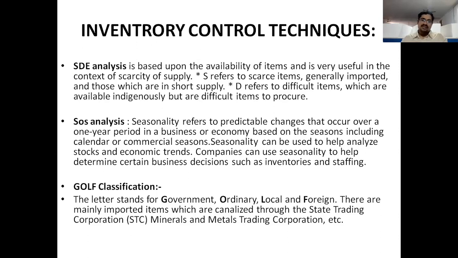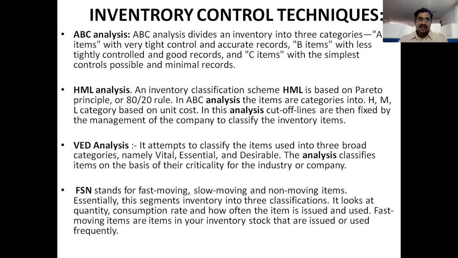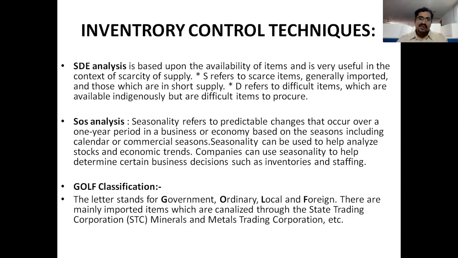And coming to the next, source analysis means seasonal and off-seasonal. And finally, the last one is GOLF analysis. GOLF means based upon the customer category. G is Government, one of the customers, O means ordinary customers throughout our national level or state level, L means local customers, and F means foreign customers, meaning exporting.